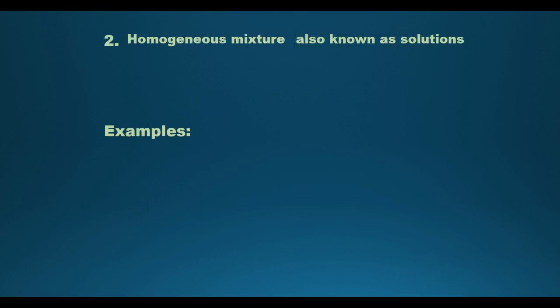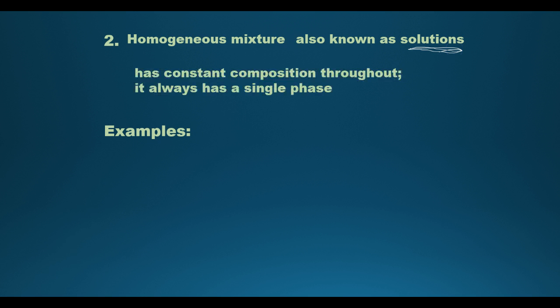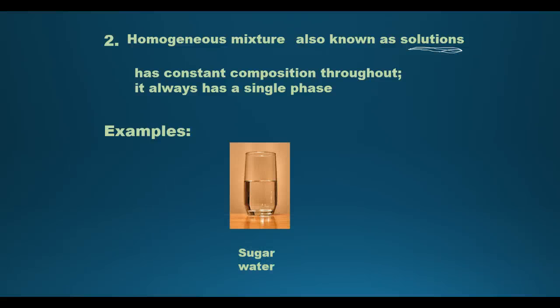A second type is a homogeneous mixture, also known as a solution. Key term here, solution. Anytime you see the word solution, that is indicative of a homogeneous mixture, which has two or more substances that have a constant composition or a uniform distribution of the components. So it looks like just a single phase. Looks like you only have one substance. Sugar water, salt water is an example. It just looks like a glass of water, but you have sugar dissolved in the water.